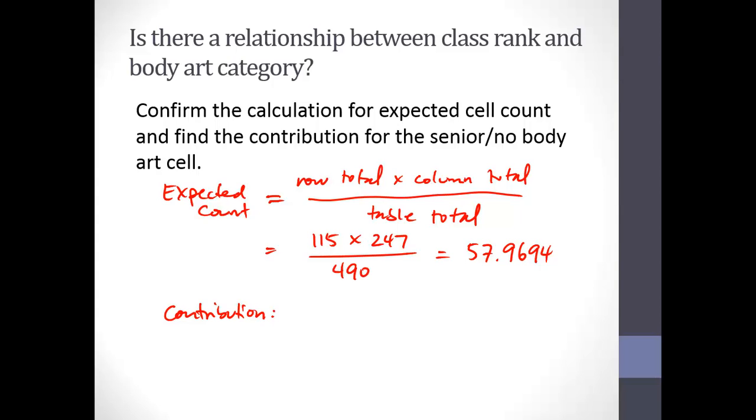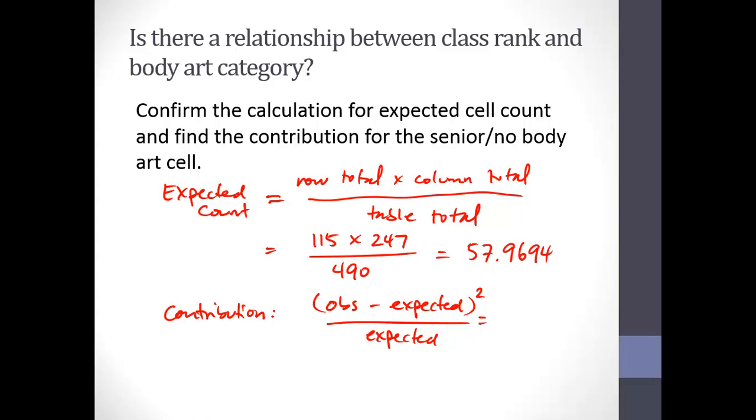So we have our expected minus the observed. Sorry, that's backwards. The observed minus the expected squared divided by the expected.